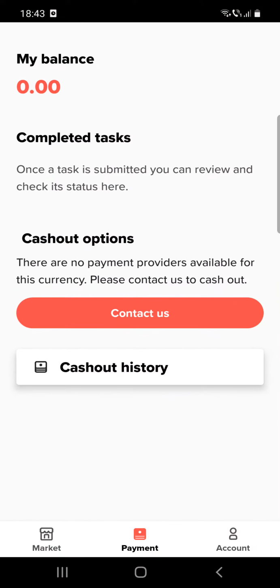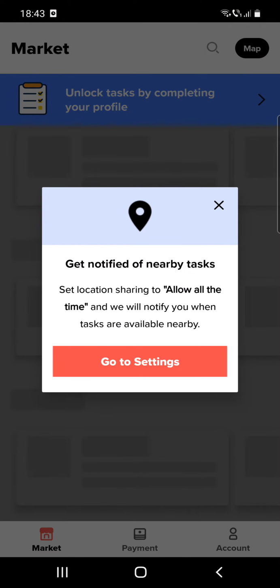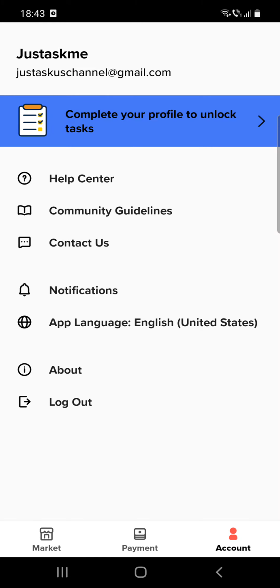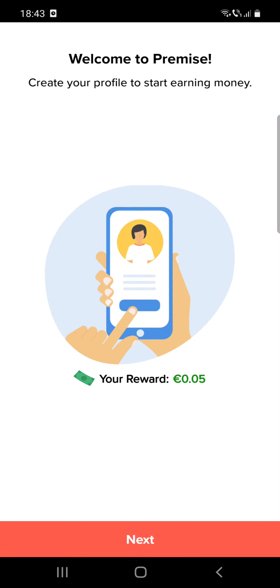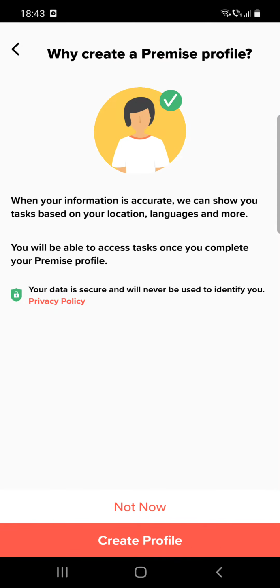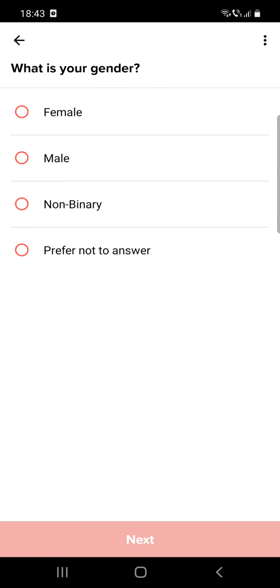So first open the app, and after that you have to click on your account, and after that complete your profile to unlock tasks. So you have to click on the next, create profile.